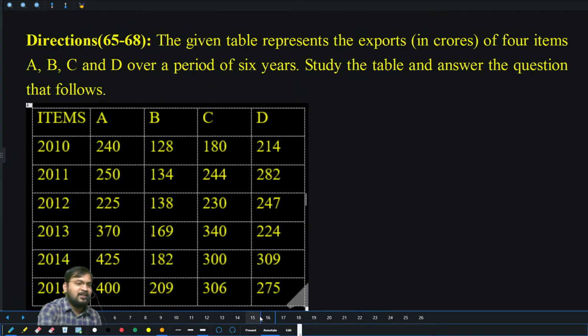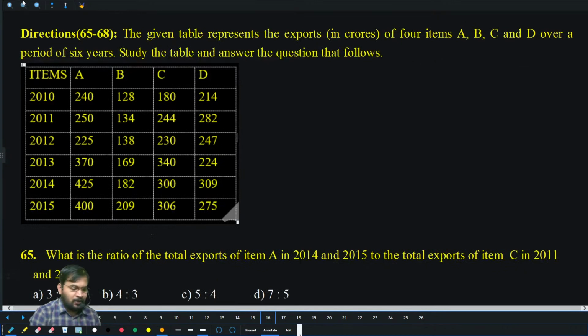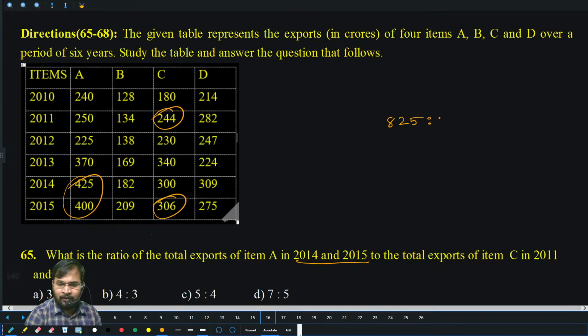(65 to 68), they have given data interpretation. What is the ratio of the total exports of item A in 2014 and 15 and the total exports of item C in 2011 and 15? 14 to 15 A together is 825. 11 to 15 C is 550. Which table does it go to?